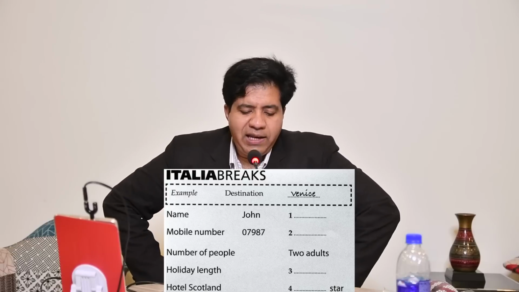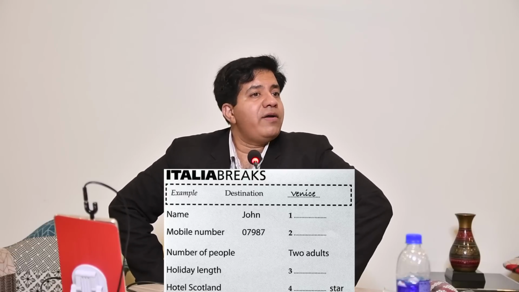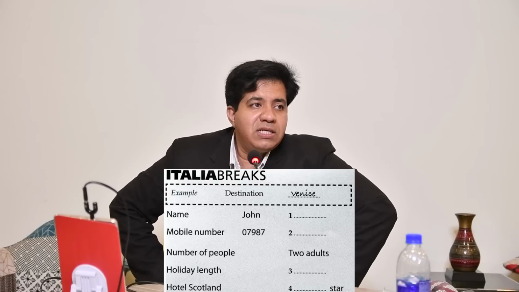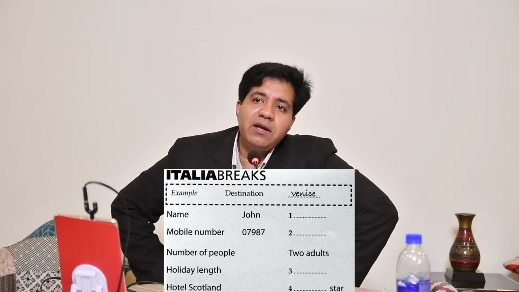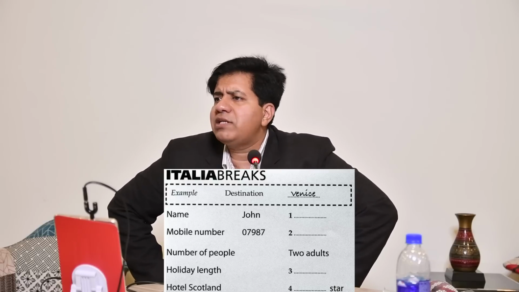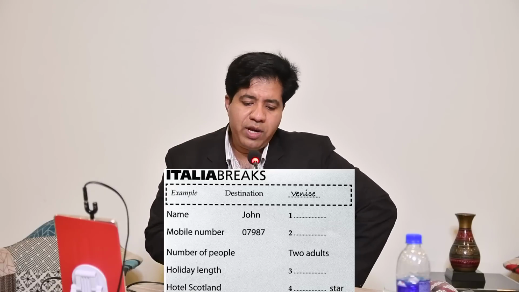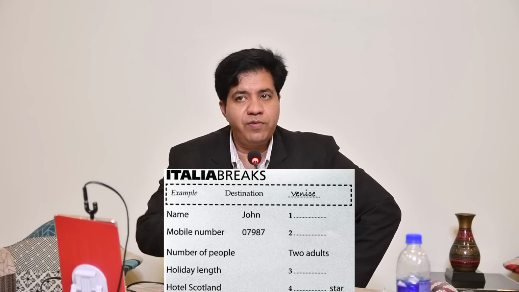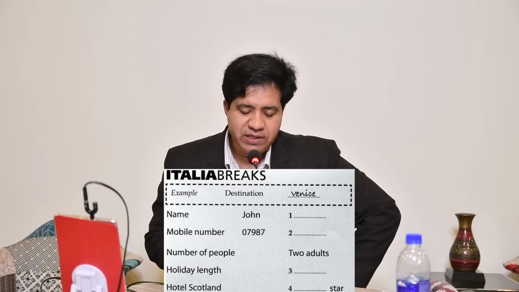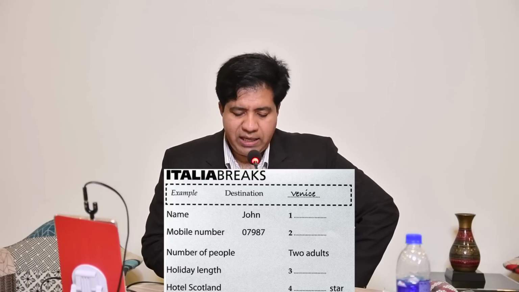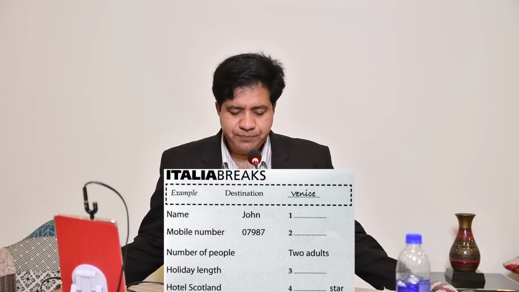Okay, then mobile number. And you can see the code is given already. So you will not write the code. You will only write the remaining part of the number. Like, in Pakistan, we have the codes 0300, 0345. So the code is already there. You will not write the code. You will write the rest of the number, whatever they tell you. Okay, now let's move on.